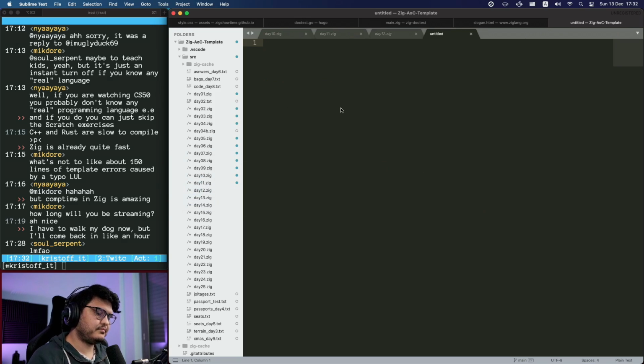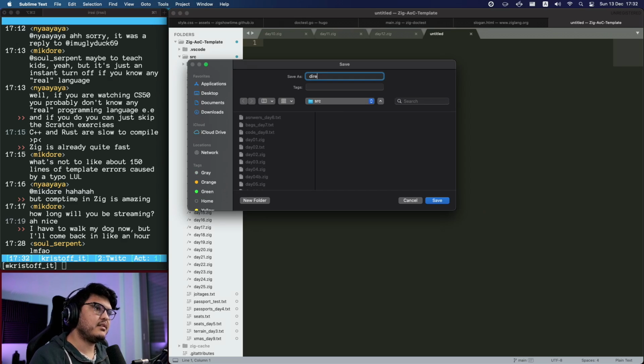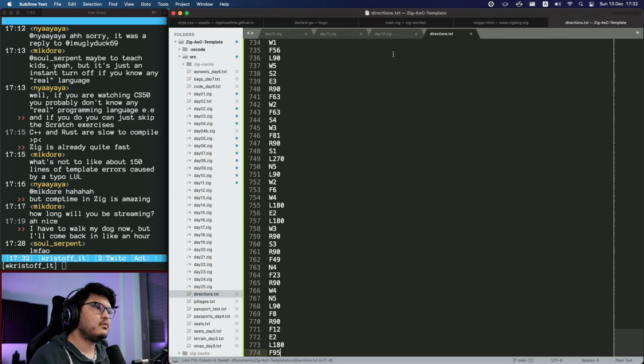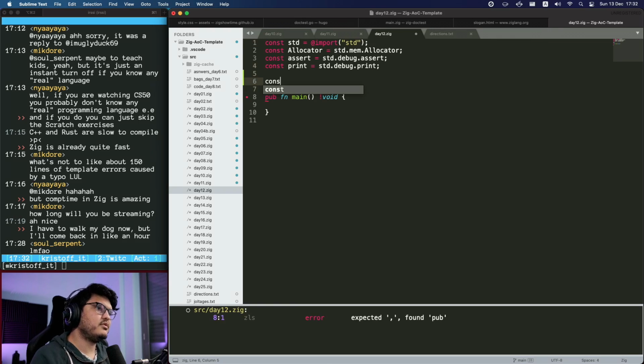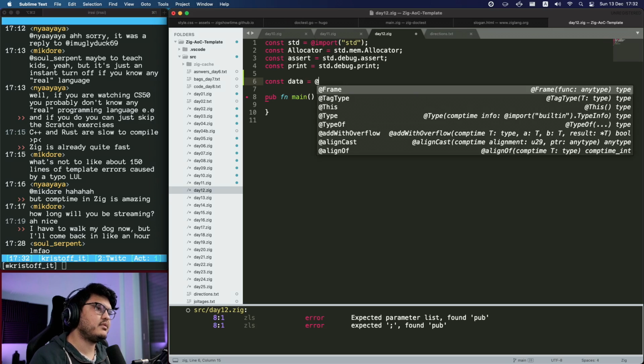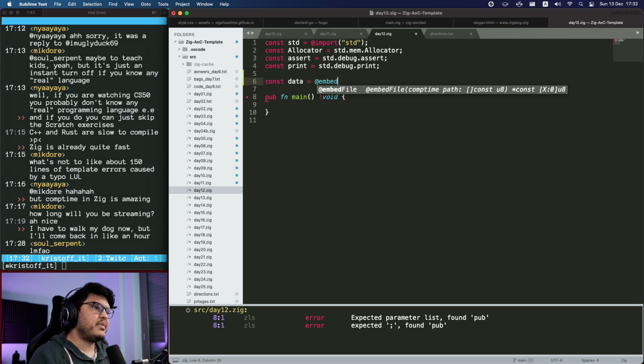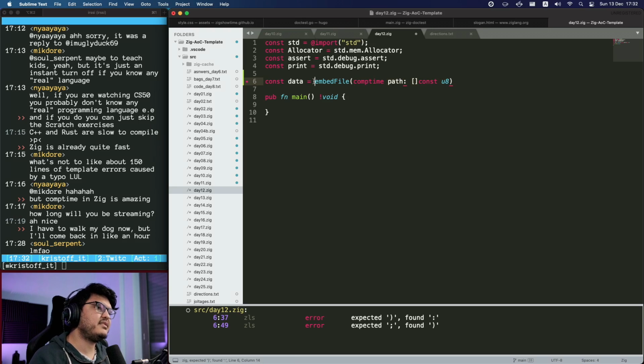So, save directions.txt. Const data is embed file. Why does this make the at disappear? This kills me. LSP is messing around way too much. Directions.txt.